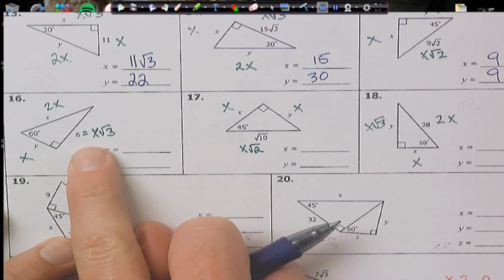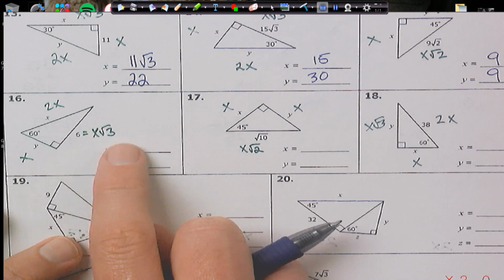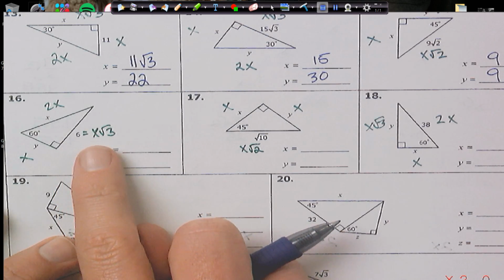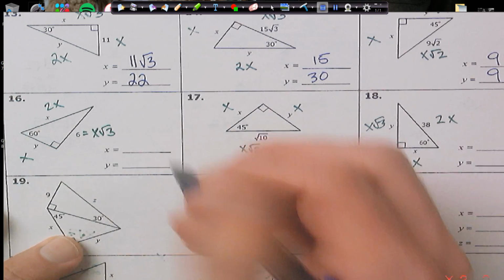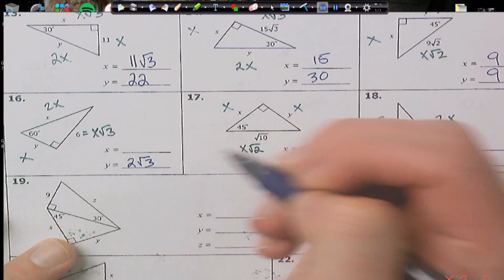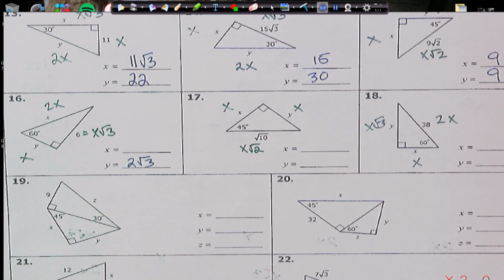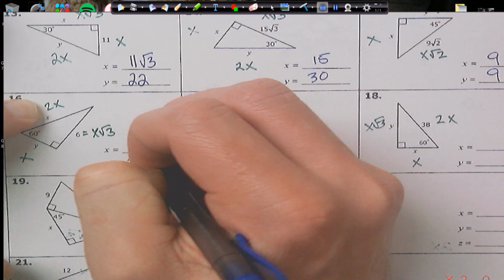So this one's again tricky. I could ask myself what times rad 3 would give me 6. Well, if I do rad 3 times rad 3, that'd be 3, then I have to multiply by 2. So I'm thinking 2 rad 3. I could also use my rule, divide by 3, multiply by rad 3. And then for the last piece, we've got to double it. It becomes 4 rad 3.